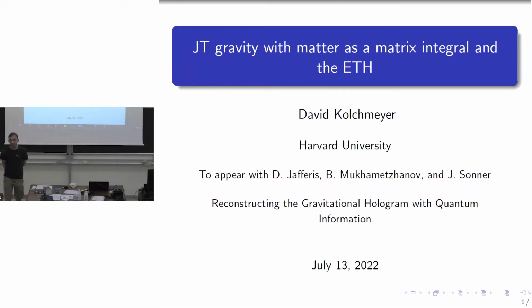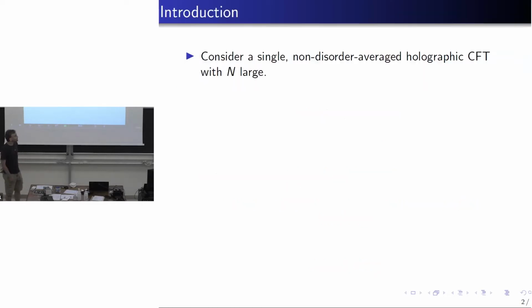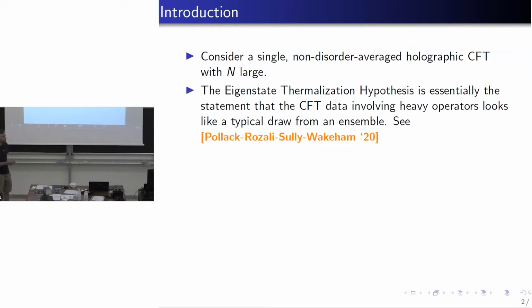So to introduce the subject, I'll just start by making some general comments. Let's consider a single non-disorder averaged holographic CFT with large N. In this context, the eigenstate thermalization hypothesis basically says that the CFT data involving the heavy operators should look like some typical draw from an ensemble.